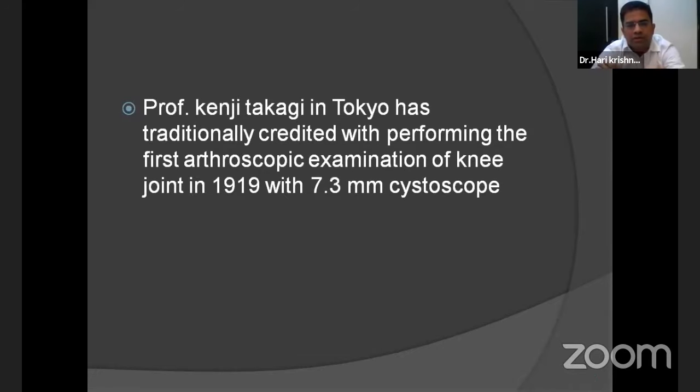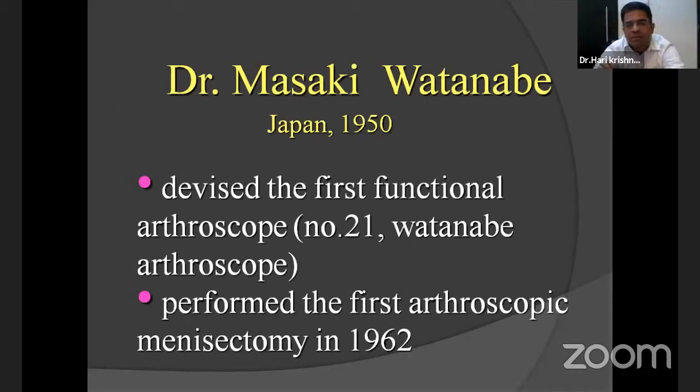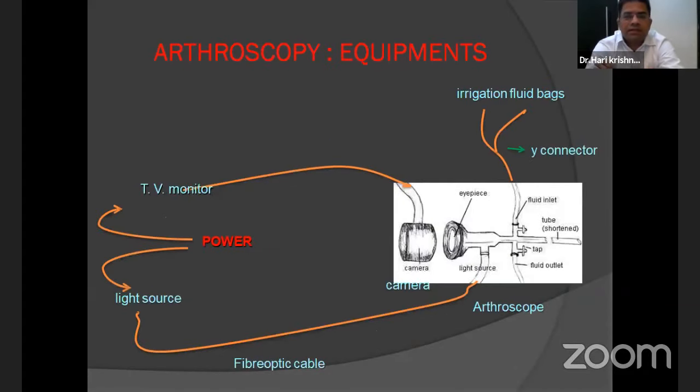Way back, Professor Kenji Takagi in Tokyo has traditionally been credited with performing the first arthroscopic examination of the knee joint in 1919 with a 7.3 mm cystoscope. But the main credit goes to Dr. Masaki Watanabe from Japan in 1950. He devised the first functional arthroscope, the number 21 Watanabe arthroscope, and first performed a therapeutic arthroscopic meniscectomy in 1962.